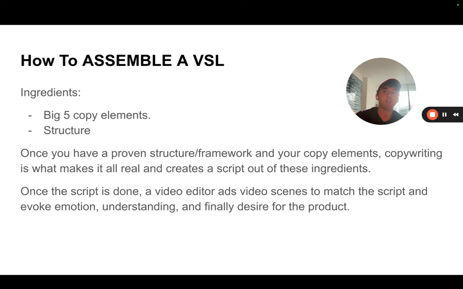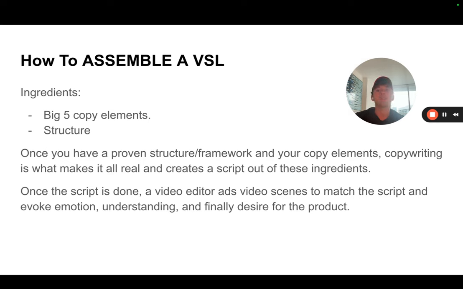Once we have our big copy elements and our structure, we can hand that off to even a B-level copywriter and have a huge winning VSL in our hands. And once the script is done, the final step is that a video editor adds video scenes. They add video scenes that match the script, that evoke emotion, that create understanding by visualizing the mechanisms and the functions of the product and the problem. And then they build desire for our product by having good scene selection, which makes the video more engaging and also more powerful. It makes everything we say in the script land more effectively.